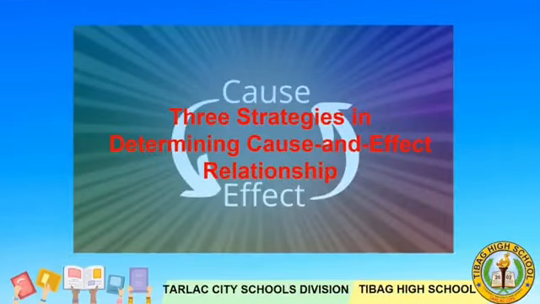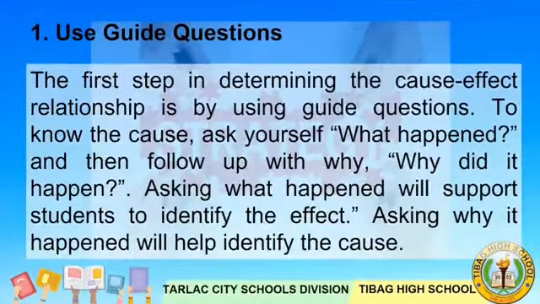Let us now find out the 3 strategies in determining cause and effect relationship. Number 1 strategy is to use guide questions. The first step in determining the cause and effect relationship is by using guide questions. To know the cause, ask yourself, what happened? And then follow up with why. Why did it happen? Asking what happened will support students to identify the effect. And asking why it happened will help identify the cause.